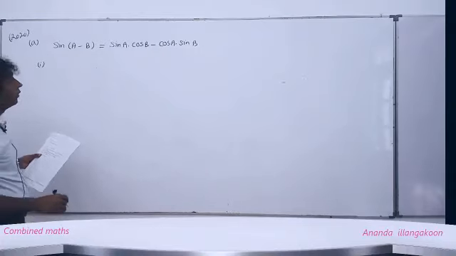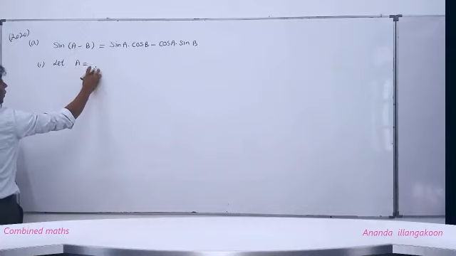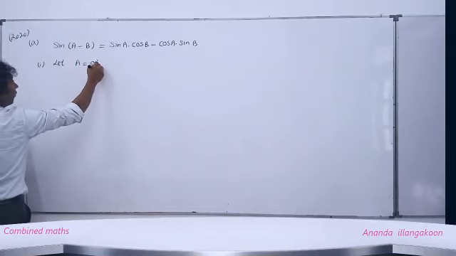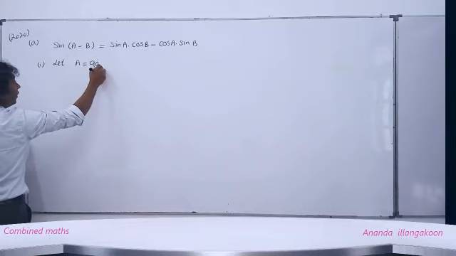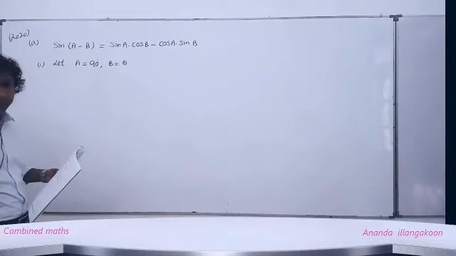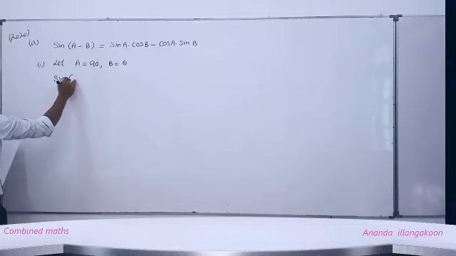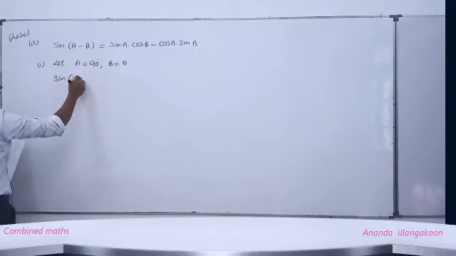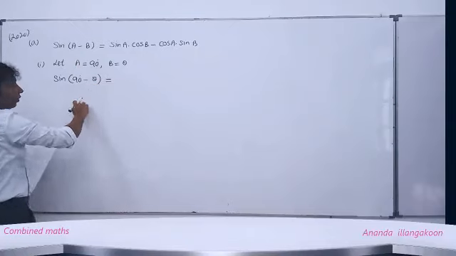Right, people. Then we take the first one, let A here be 90. These A and B are angles, no? Right, we can put 90 for A and theta for the angle B. Then see what we get on the left hand side: sine A is 90, B is theta, right?